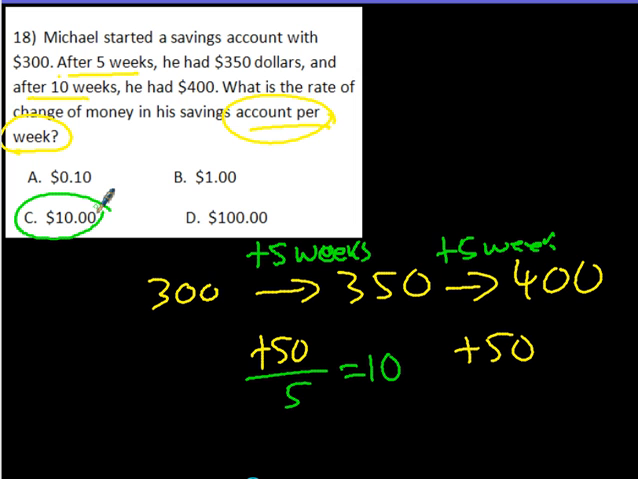And again, just check, right? Start with $300, and add $10 per week for 5 weeks. That's going to be 300 plus 50, or 350. Do it again for the next 5 weeks and you get 400.